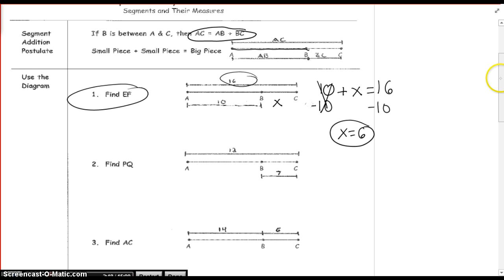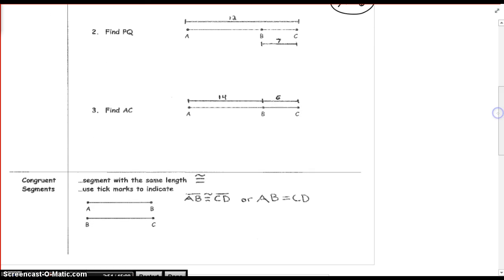Number two is a lot more of the exact same. You know the total, or your AC is 12, and this time around you know what BC is. Well, you don't know what AB is. What do you do when you don't know something? Well, it's an X. It's an unknown. It's what we're looking for. But you're still going to set up the problem exactly the same way. Meaning AB, or X, plus BC, which is 7, is going to equal what your AC is, or 12. Same thing as last time, subtract 7 from 12, and X will equal 5, or AB equals 5.